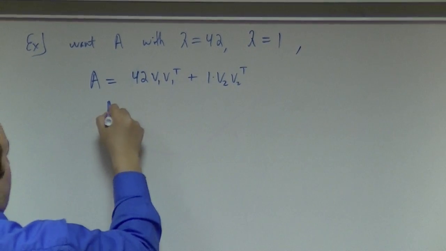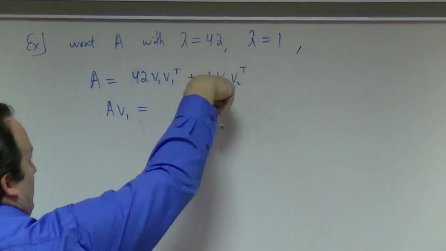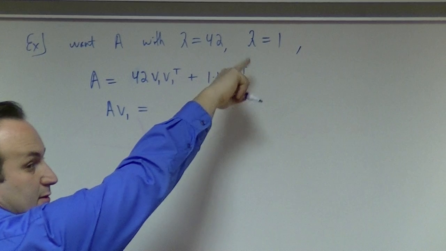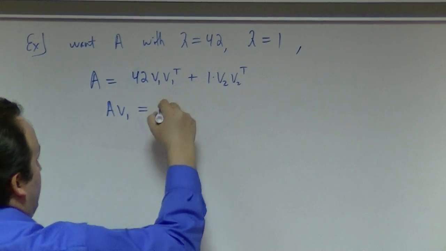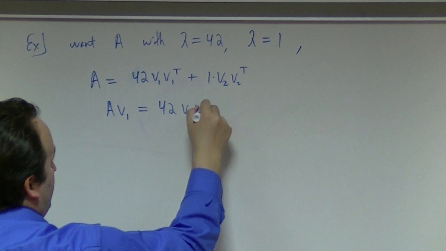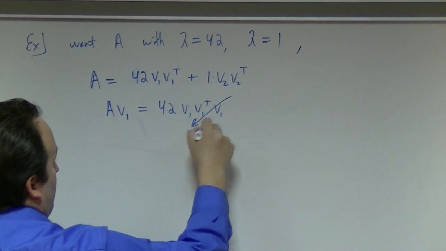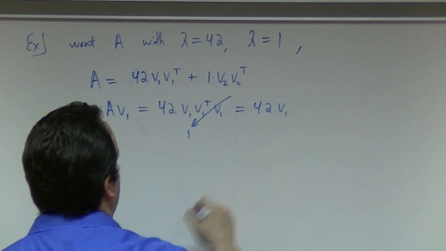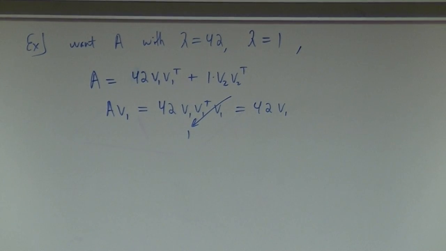It's easy to see that A times V1 is equal to what? When you multiply V1 with the second term, it goes to 0, because V1 and V2 are perpendicular. And this one leaves you 42 V1, V1 transpose V1. This just goes to 1, which gives you 42 V1. Aha! Eigenvalue 42. And you can see the same thing will happen for the other one. So if you wanted to cook up matrices that have particular eigenvalues, the simple procedure is to pick your favorite orthonormal eigenbasis and just put weights in front of B1, B1 transpose. Now, that's only really useful if you don't like fractions, right?